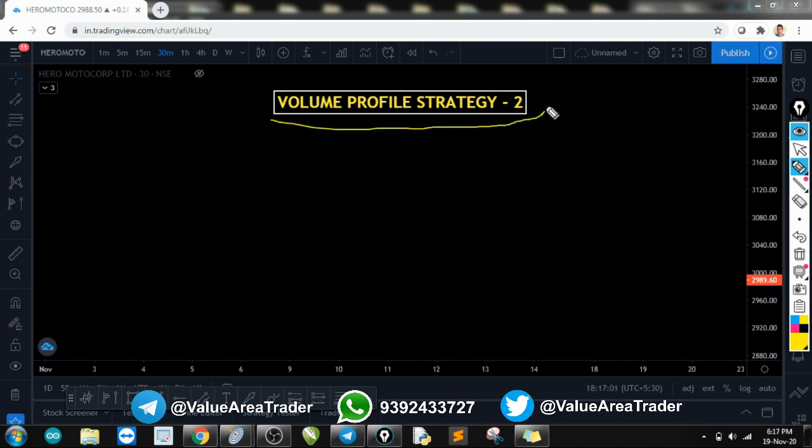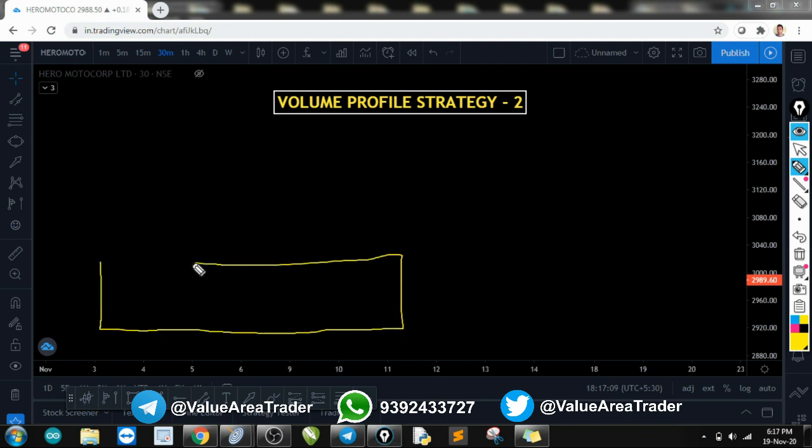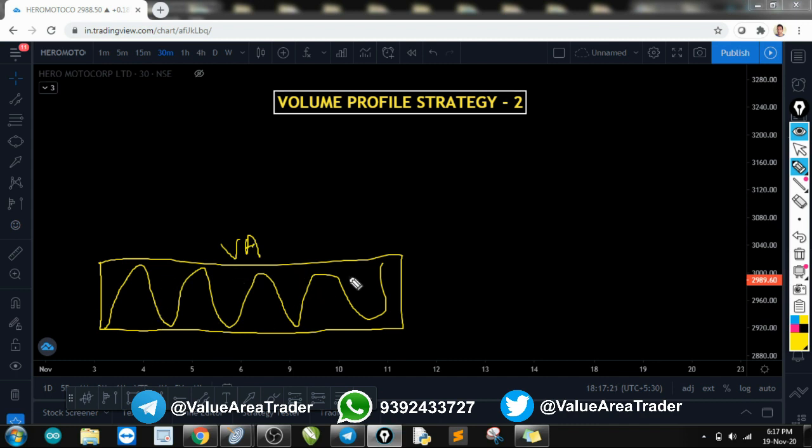This strategy number 2 deals with a particular strategy in which we project these value areas into the future. Let's say the price traded in this area, which makes it a value area. Wherever price trades for some time, we call it a value area. For those of you who do not know what a value area is, wherever price is spending some time, that means that particular area is of some value, okay?